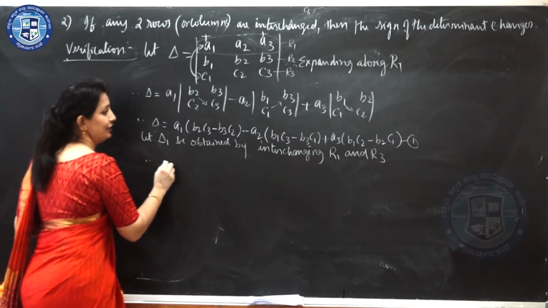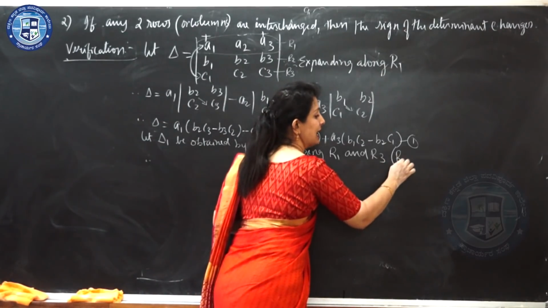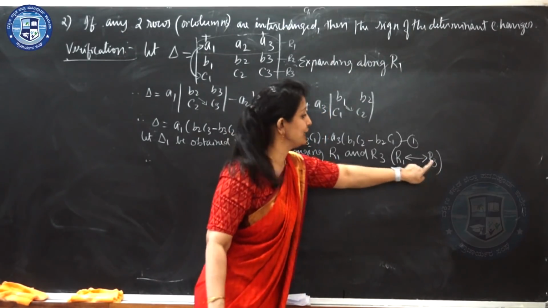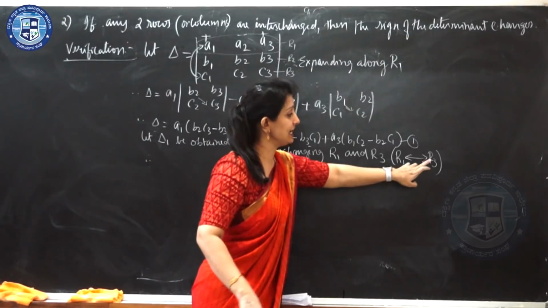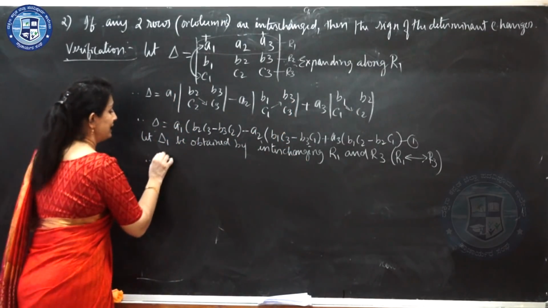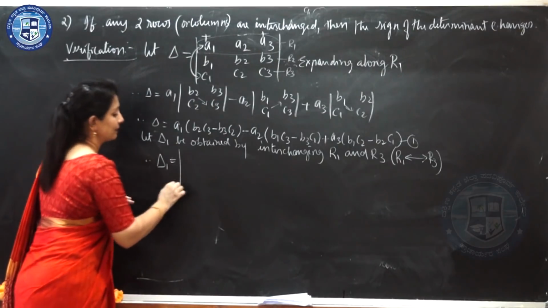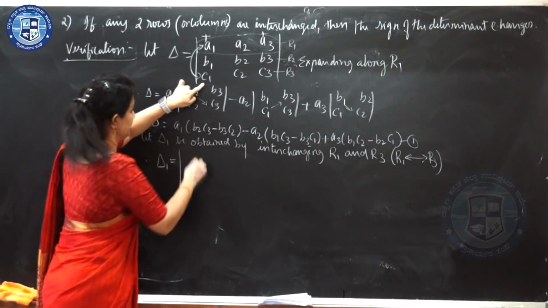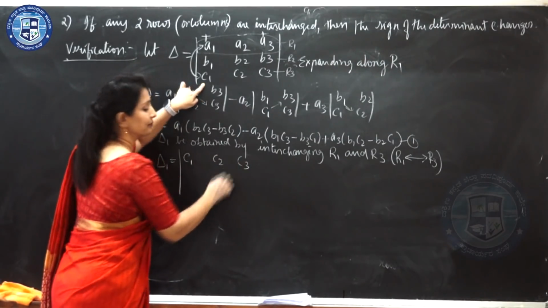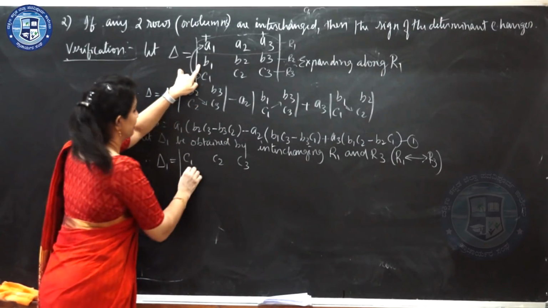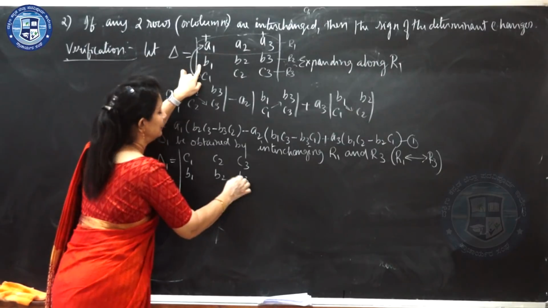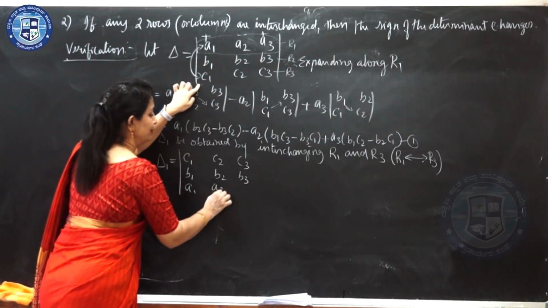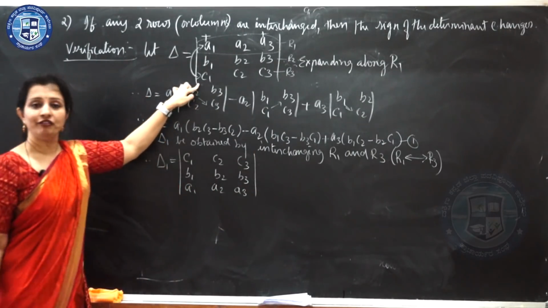So, what is delta 1? You have to write R1 interchange to R3 as R1 double arrow R3. How to read this, students? R1 interchange to R3. So, delta 1 equals, interchange this. R1 and R3 are interchanged. First you have to write R3: C1, C2, C3. Second row remains the same: B1, B2, B3. First row comes to the third row: A1, A2, A3.